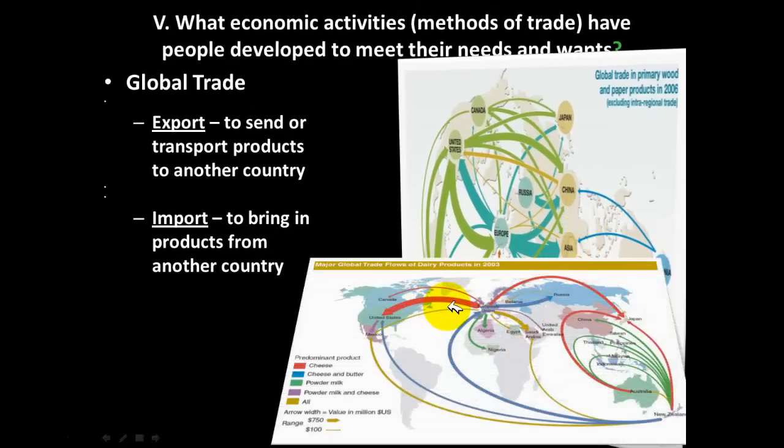With this graphic, you see the trade of dairy products. You see a lot of trade is coming to the United States from the European Union. And this was in 2003. But this shows a lot of cheese, milk, butter, powdered milk. We do a lot of trading with Europe with cheese and buttered milk. And not just us, but the rest of the world. And this shows the free flowing of trade of milk products.